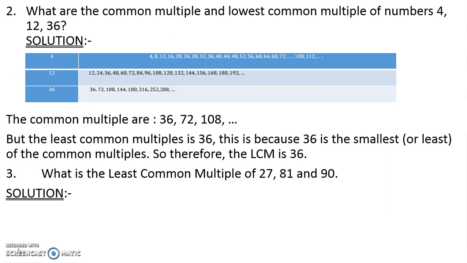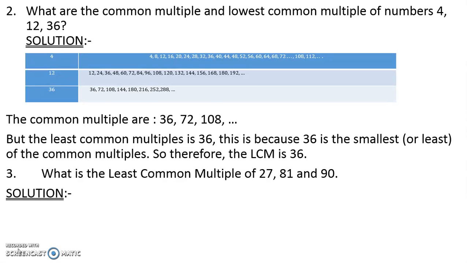Now, what if we are looking for the common or lowest common multiple of numbers? Look at an example given here. We are asked to find the common multiples of 4, 12, and 36. At the same time, we are asked to find their lowest common multiple. So in the box below, you see the multiples of 4, starting from 4 to 112, and then it continues. Multiples of 12 too, starting from 12. 12 times 2 is 24, 12 times 3 is 36, and that also continues. And we have multiples of 36.